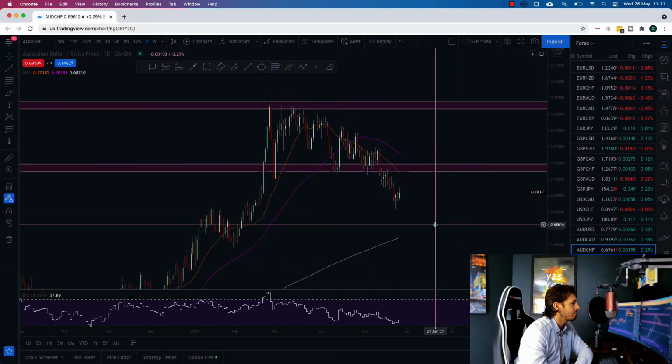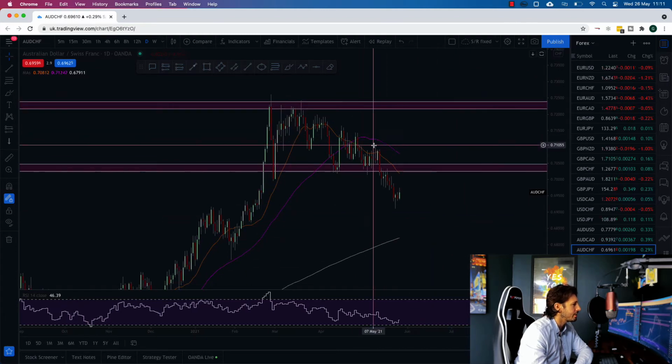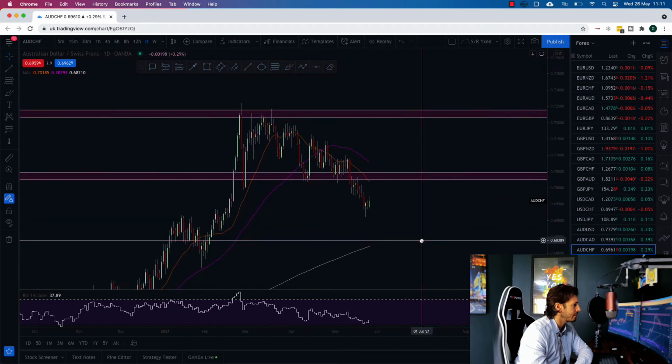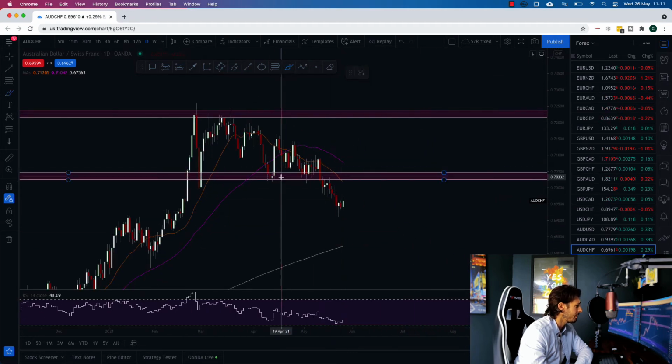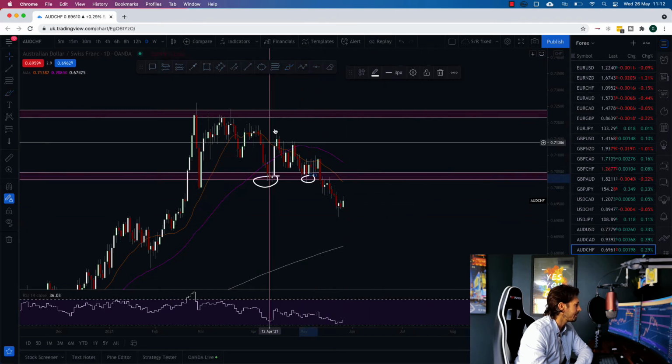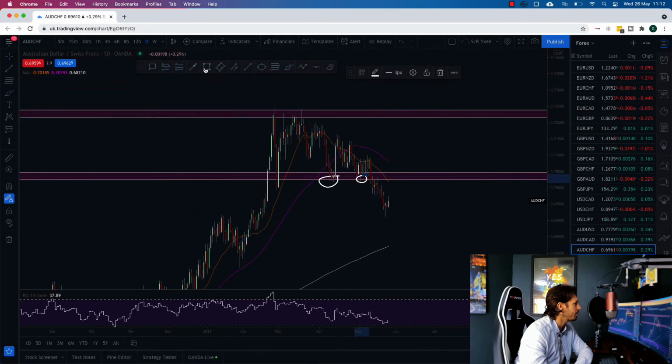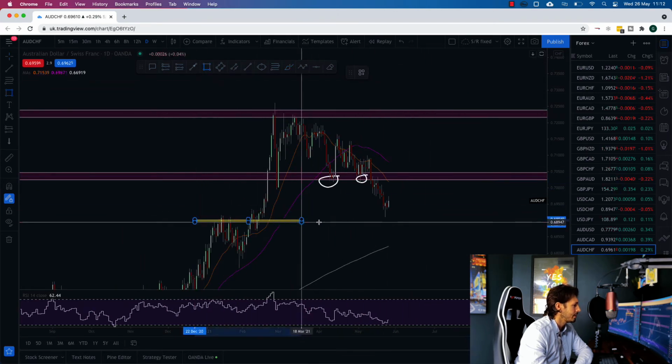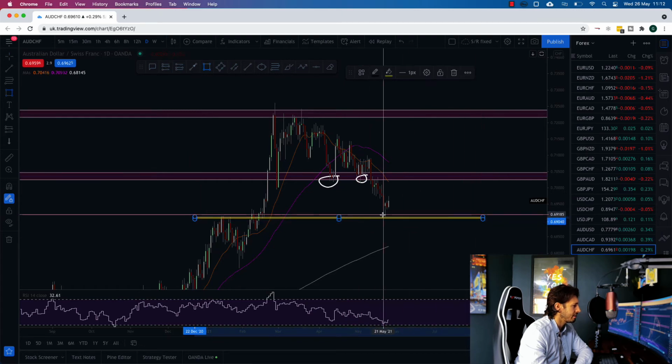Now again, looking very bearish. We've broken below the 20 and 50 moving average. We've also broken these key structure levels as well. So, you know, where do I think price will head to? Well, we'll probably retest this low again here.